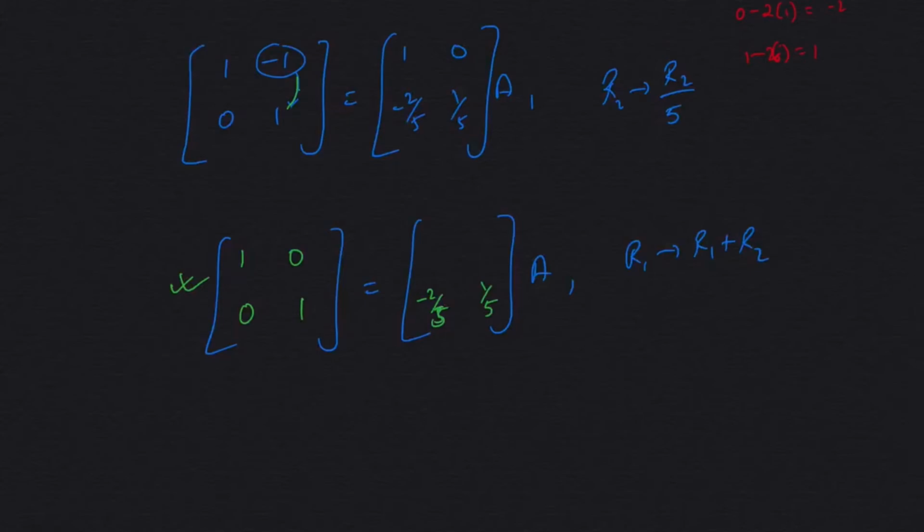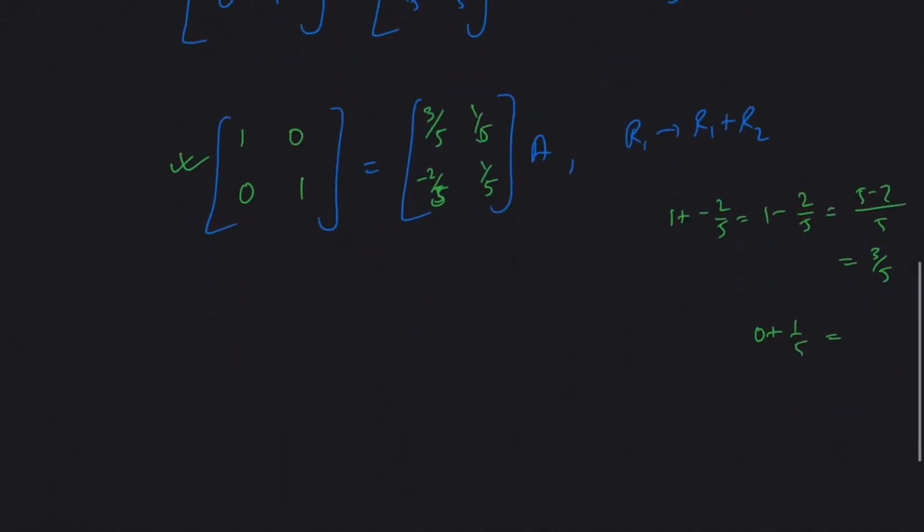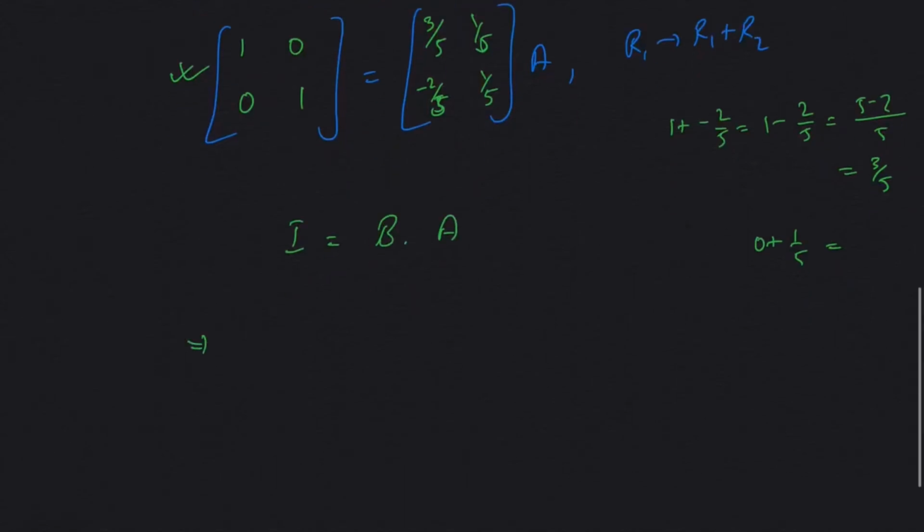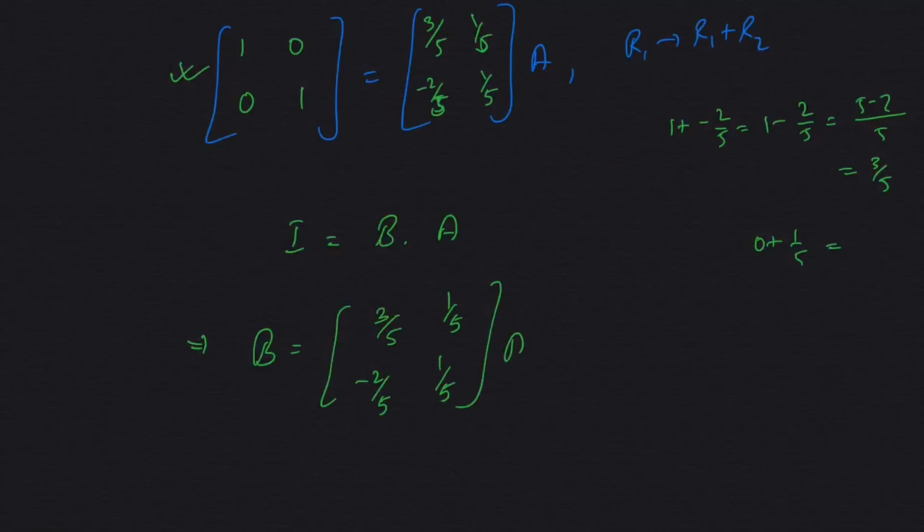So R1 plus R2: 1 plus minus 2 by 5, 1 minus 2 by 5, so 5 minus 2 by 5, 3 by 5, 0 plus 1 by 5, of course 1 by 5. So that's in the form of I equal to B into A, which implies B is equal to 3 by 5, 1 by 5, minus 2 by 5, 1 by 5, which will be equal to none other than the inverse of the given matrix.